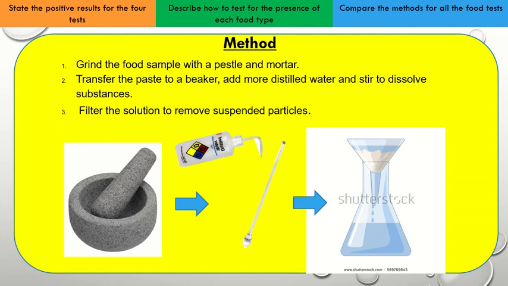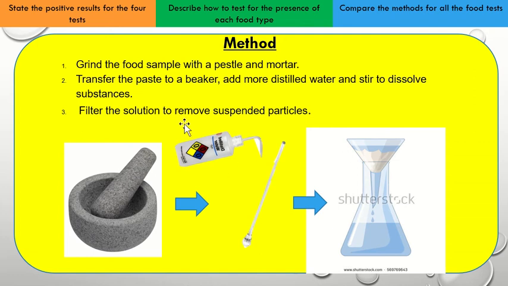So the start of our method, what we would do is grab our food sample. You can see on the left side of the slide here, this is called a pestle and mortar. What we would do is put our food sample in the bottom and grind it up into very small pieces. We would transfer that, almost as a paste, to a beaker and then add some distilled water, and that would make the food sample dissolve into the water.